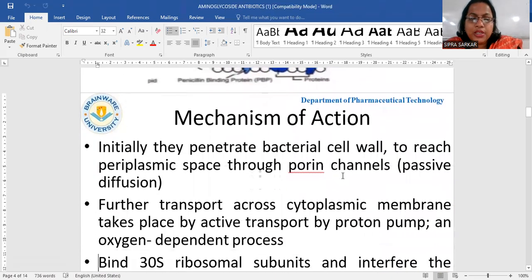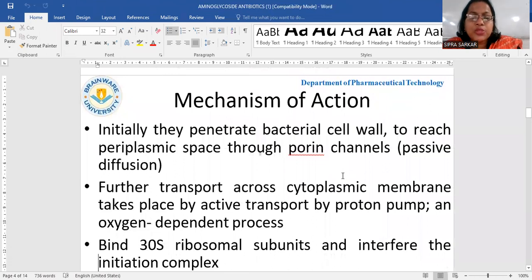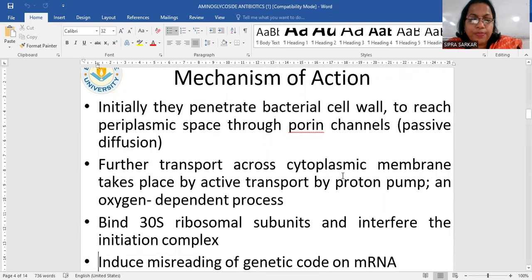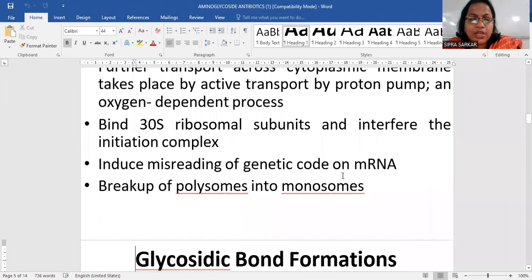Initially they penetrate the bacterial cell wall to reach the periplasmic space through the porin channels by passive diffusion, and further transport across the cytoplasmic membrane takes place by active transport, a proton pump and oxygen-dependent process. They bind 30S ribosomal units and interfere with the initiation complex. We know that in DNA or RNA transcription and translation, first initiation occurs, that is the starting of the DNA replication or RNA transcription. So the 30S ribosomal subunit plays an important role where they will bind. As a result, the initiation of the DNA replication or RNA transcription is inhibited.